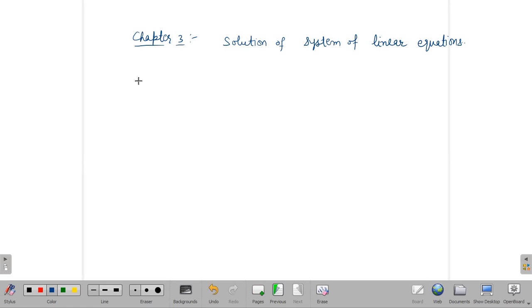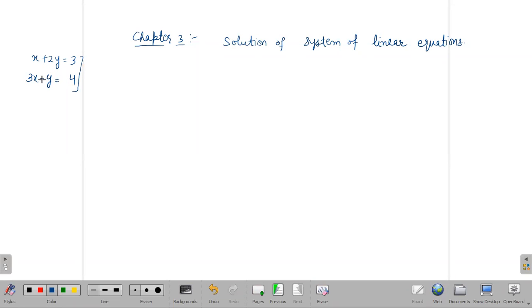For example, if I write two equations in two unknowns, suppose I'm taking x plus 2y equal to 3 and 3x minus y is equal to 4. So you can find the solution of the system of linear equations. This is called a system of linear equations. But here we are taking two equations in two unknowns. x and y are unknown. Solution means you have to find x and y values from this.